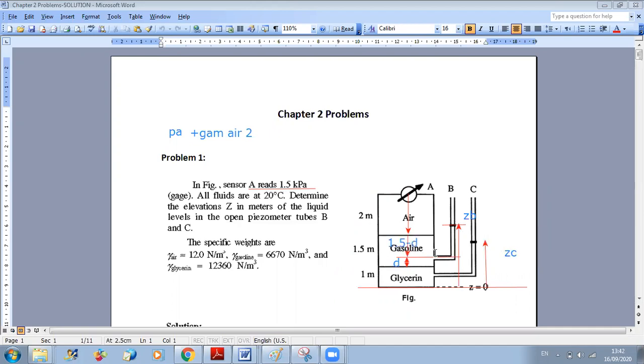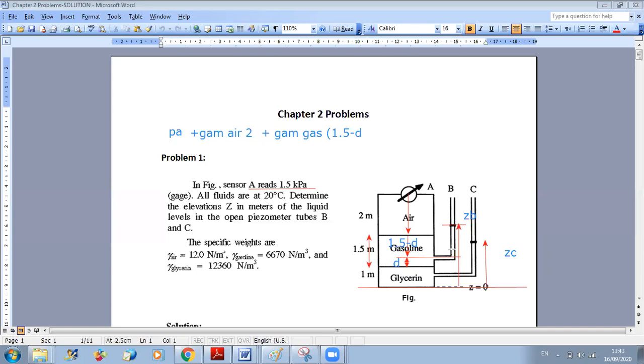So because I am going down, my pressure is increasing. So I should add to the previous terms plus gamma of gasoline, okay, times the depth. The depth here is 1.5 minus D. Doctor, but why 1.5 minus D? Because the distance 1.5 is from here to here. Okay, 1.5 is the total height of gasoline you have in your reservoir.